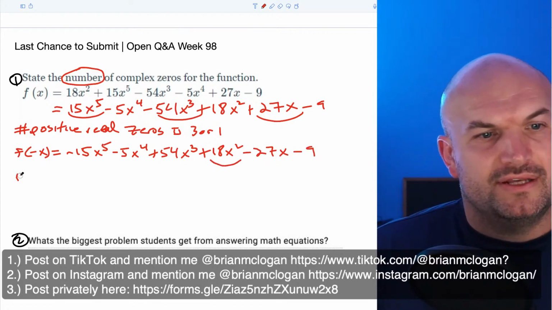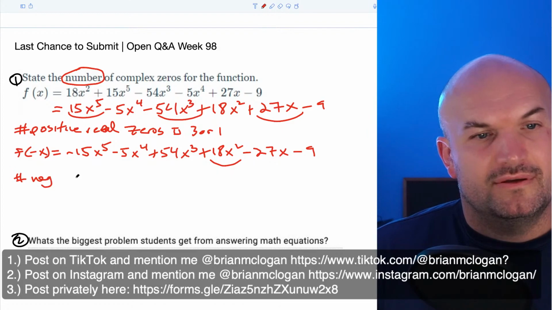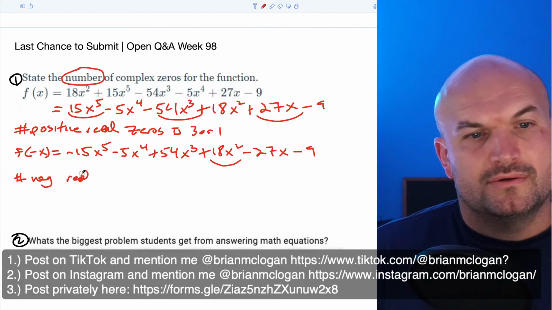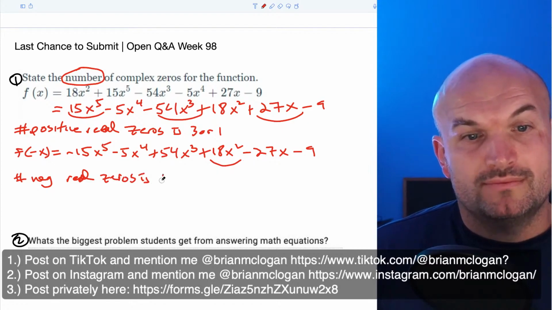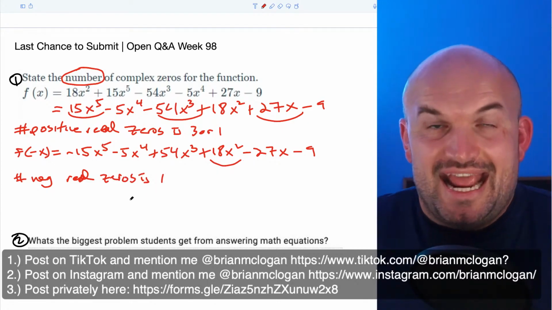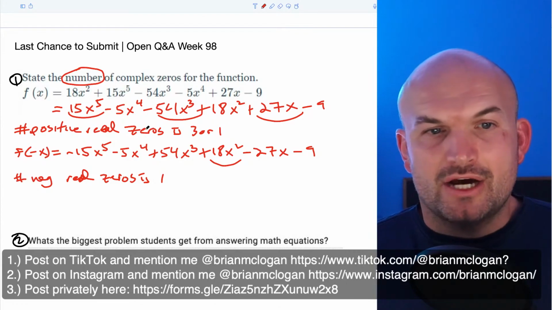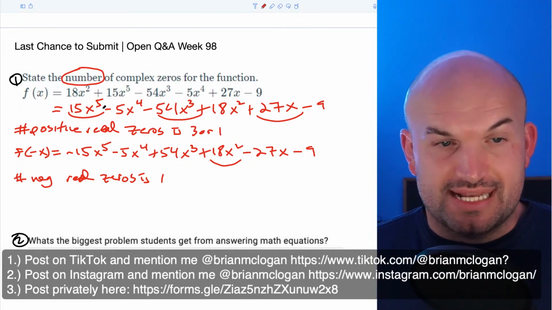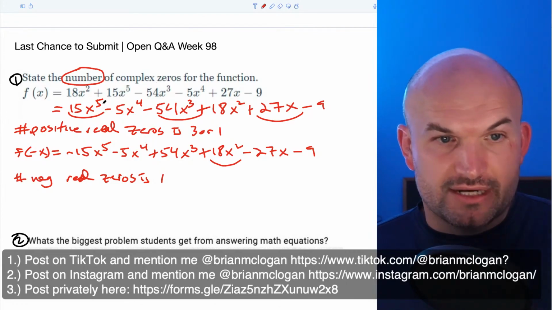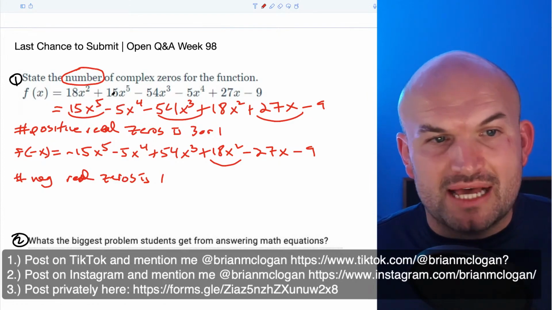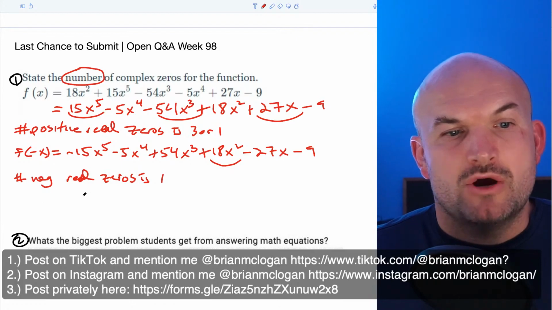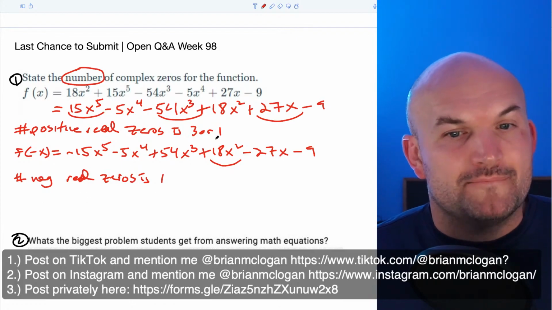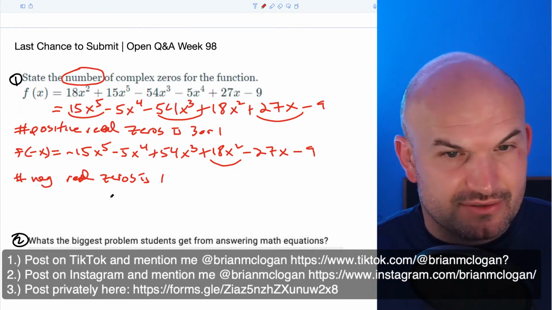Now the number of negative real zeros is 1, and you can't subtract an even number, we can't have a negative number of zeros. So now we've got to understand the fundamental theorem of algebra, which states that the number of zeros, real or complex, is going to add up to 5. So we definitely have 5 zeros.